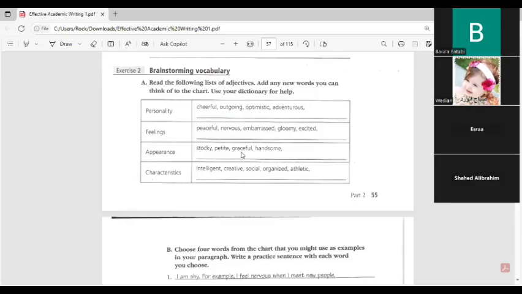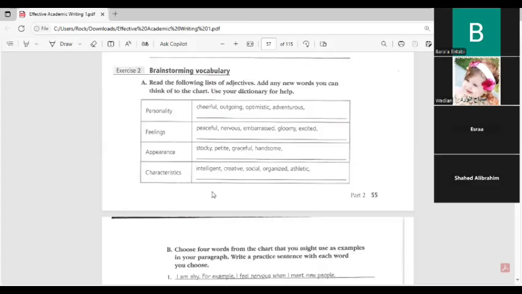Graceful. This means slim, neither fat nor thin, but he has an attractive shape. Not bad, for example. It means he is a little athletic. Yes, رشيق. Excellent. Okay. Handsome. Like beautiful.